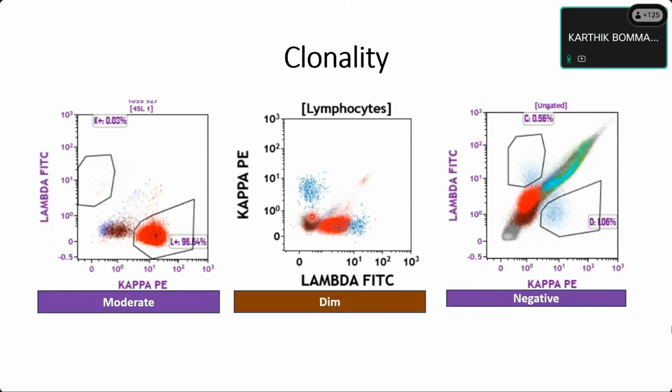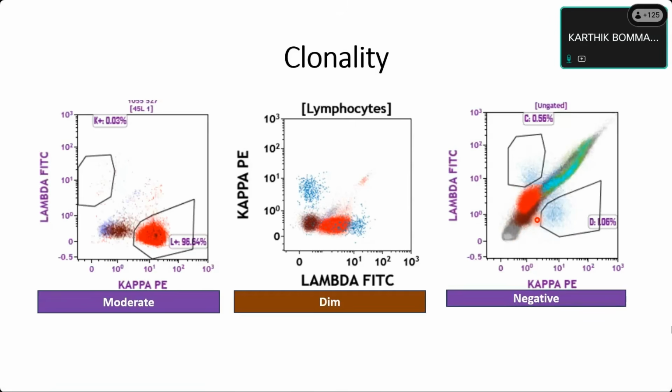So the brown population is T cells, the blue population is B cells, and it is between those two. So it's a dim lambda expression. Commonly, your CLLs will have dim expression for kappa or lambda, or it can be negative. Like in our case, it can be negative also.